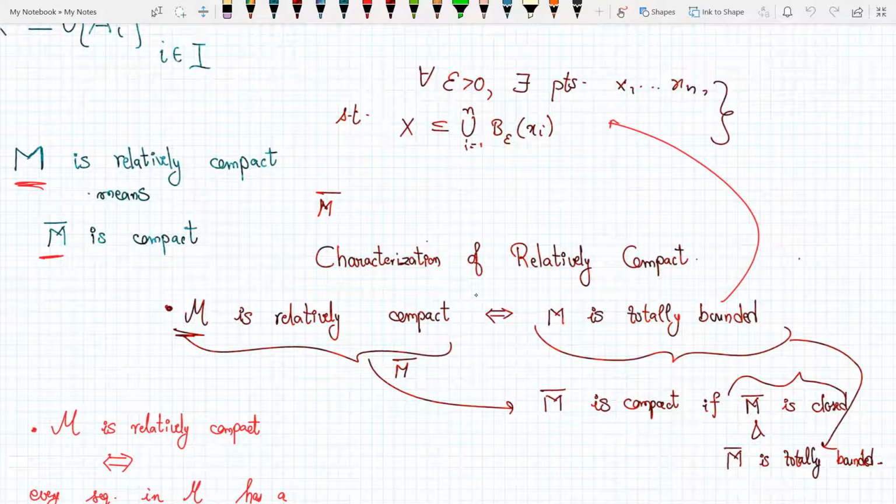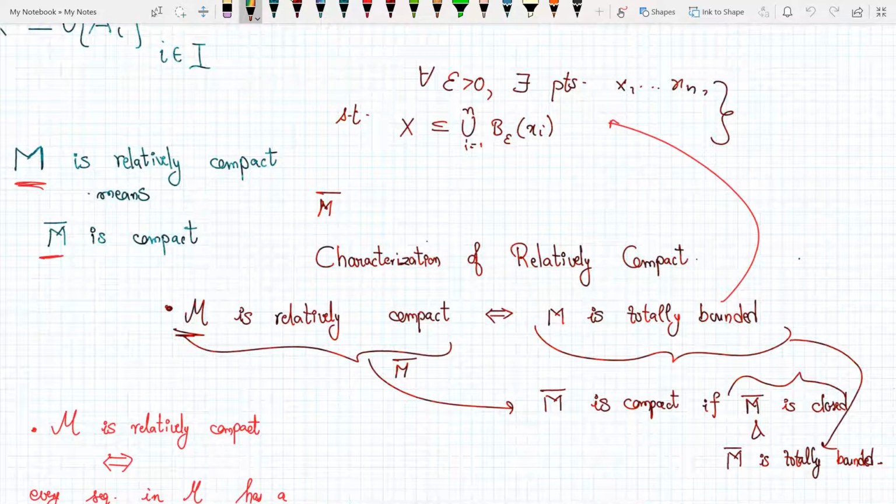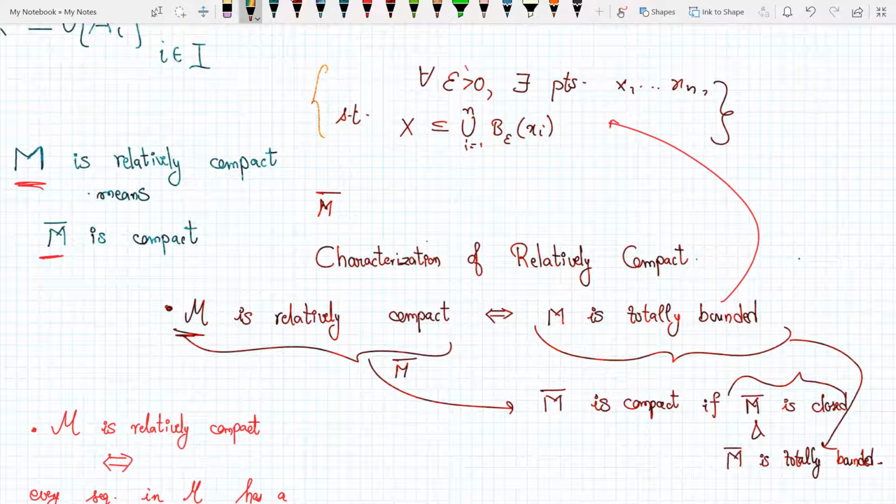So now a very subtle note here is that M bar is compact. M bar is compact means that M bar is closed and M bar is totally bounded. But M is totally bounded or M bar is totally bounded, one implies the other, because if I can cover the closure of M with balls as here, then I can cover M also with that. So you do not need to be too fussy about this issue.